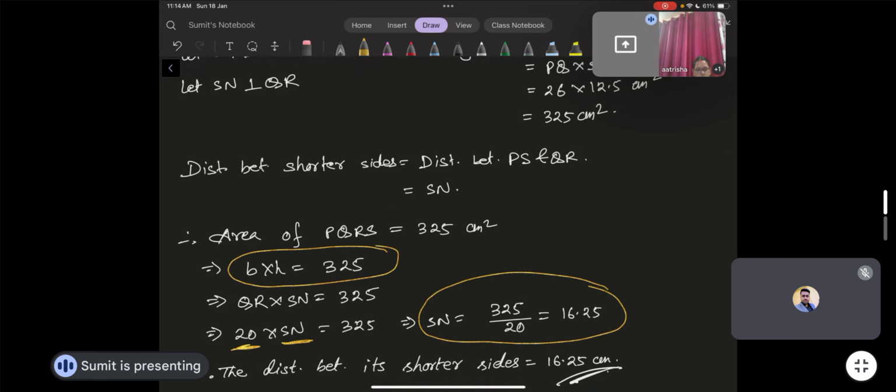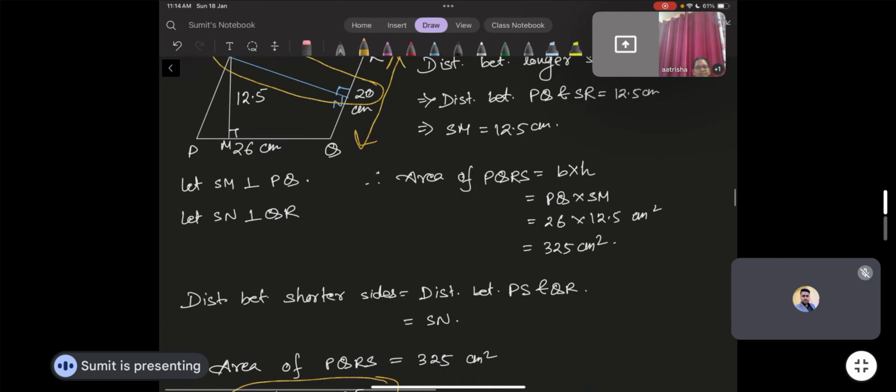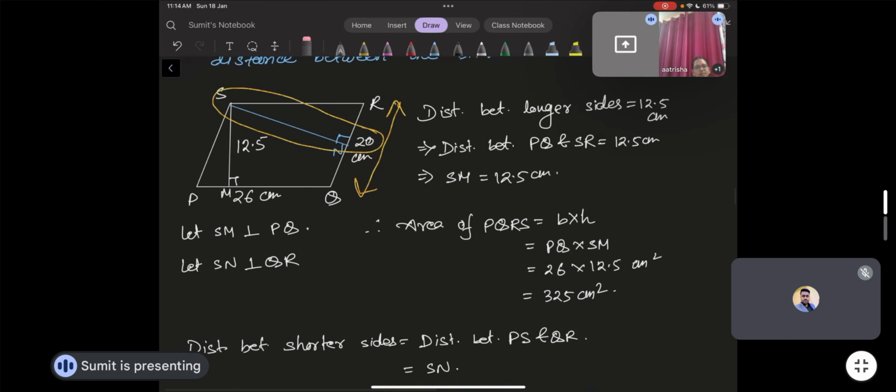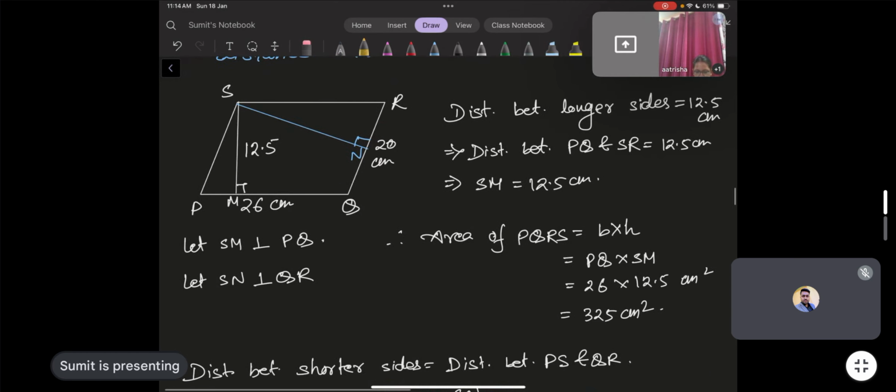Did you understand? Should I say it again? Okay, first you can find the area of the parallelogram. So what is the area of the parallelogram? 325, do it. 325 centimeter square, you have got it, correct?